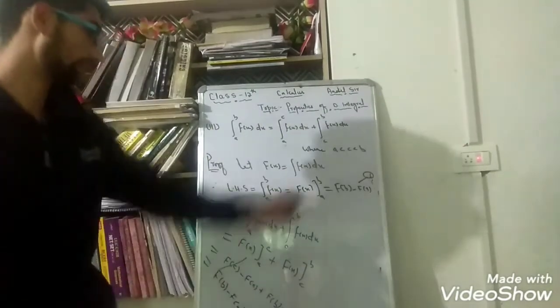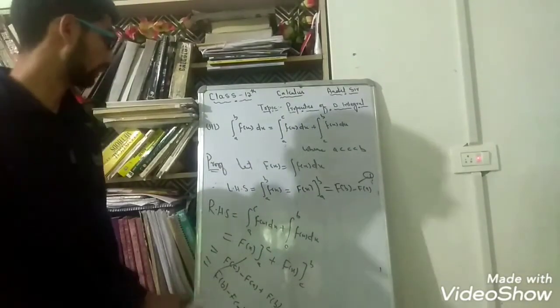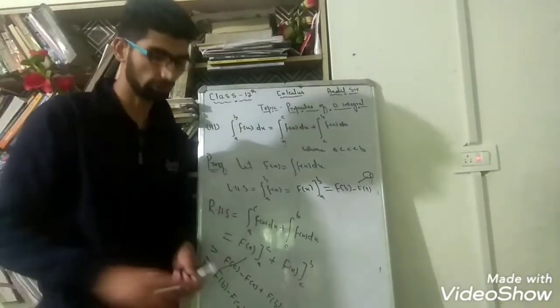From the first and second equations, if you concentrate on these two, you are getting LHS is equal to RHS. That means this is equal to this. This is our third property.